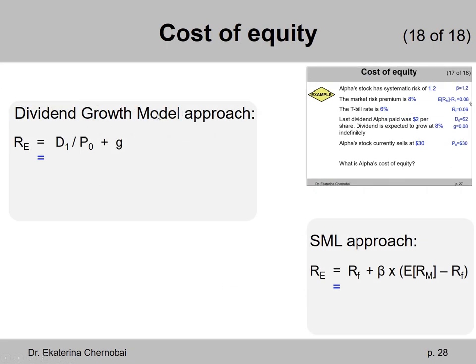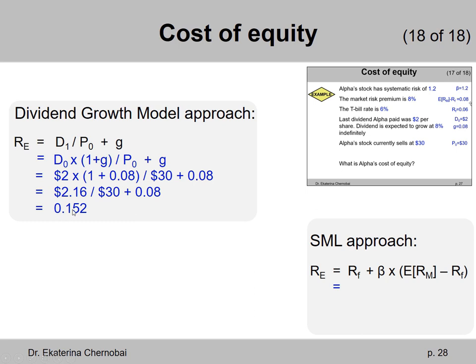If we use the dividend growth model approach, then we would need to take the most recently paid dividend, $2, multiply by 1 plus 0.08, which is the growth rate in dividends. Then we divide the result by $30, today's price. And then we add 0.08, the growth rate in dividends again. So we followed the formula which says D1 over P0, and then we add G. This gives us 0.152, so 15.2% per year, the cost of equity to the firm.